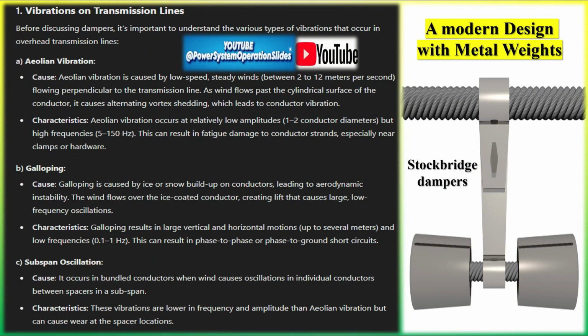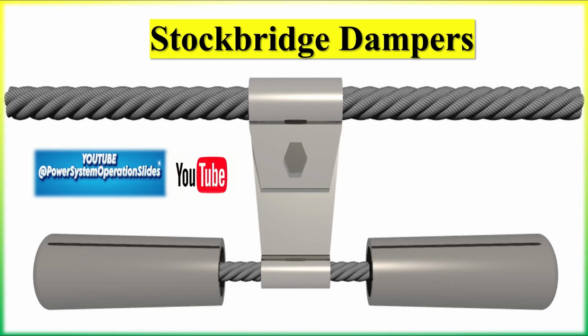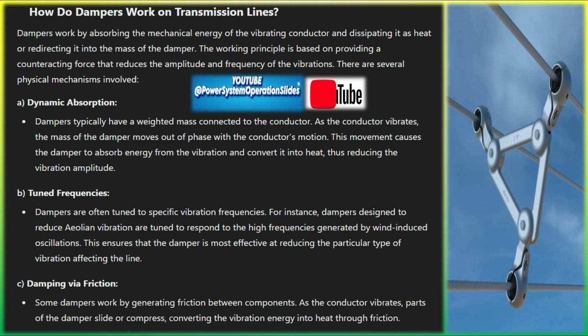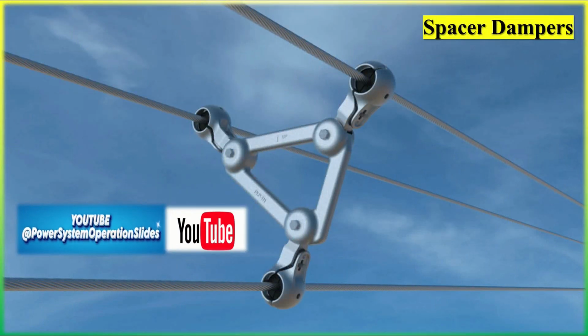What are dampers on transmission lines? Dampers are mechanical devices attached to the transmission line conductors to reduce or absorb the energy from these vibrations, thereby minimizing conductor motion and preventing damage. Dampers are usually installed at specific intervals along the transmission line, particularly near suspension points and towers, where stresses are highest. How do dampers work on transmission lines? Dampers work by absorbing the mechanical energy of the vibrating conductor and dissipating it as heat or redirecting it into the mass of the damper. The working principle is based on providing a counteracting force that reduces the amplitude and frequency of the vibrations. There are several physical mechanisms involved.